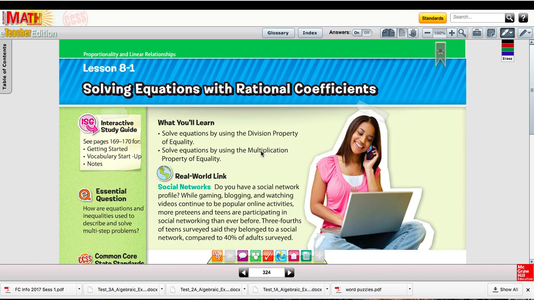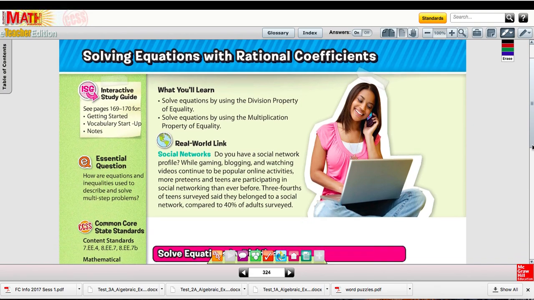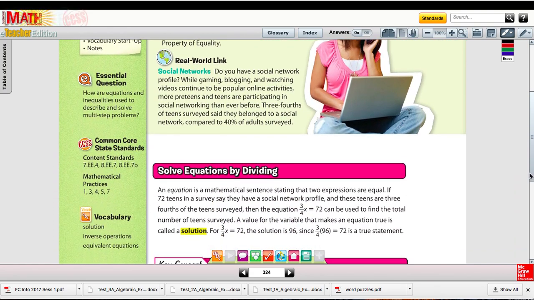In Lesson 8.1, you'll be solving equations with rational coefficients, and you'll be able to solve equations using the division property of equality, and you'll be able to solve equations using the multiplication property of equality. You have a couple of vocabulary words for Lesson 8.1: solution, inverse operations, and equivalent equations.